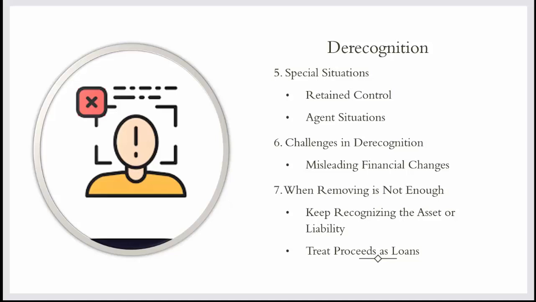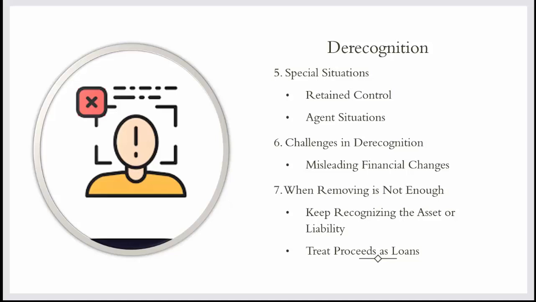Challenges in derecognition. Misleading financial changes. Derecognition should not misrepresent the financial position of the company. For instance, if a company sells an asset but retains an obligation to buy it back, removing the asset from the records may not fully represent the situation. If the company still faces significant risks associated with the asset, it might need to continue recognizing it. For example, if a company sells a receivable but guarantees it will be paid, it still bears significant risk and should evaluate whether to derecognize the receivable.